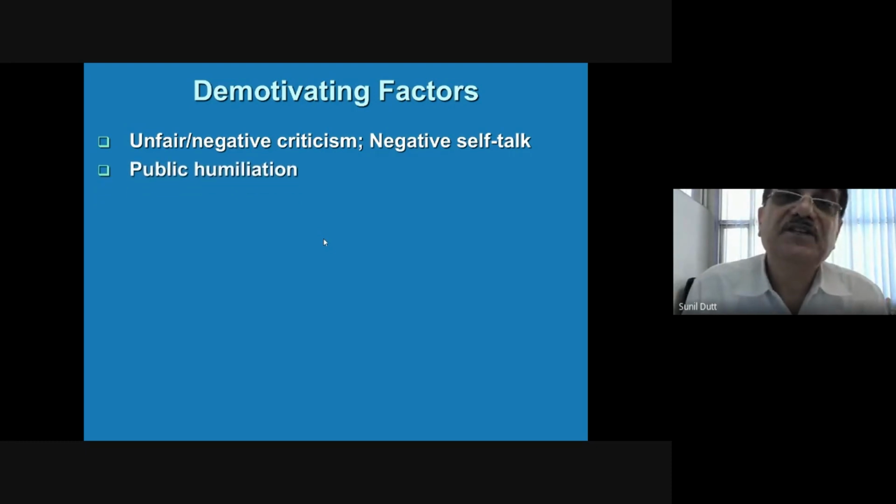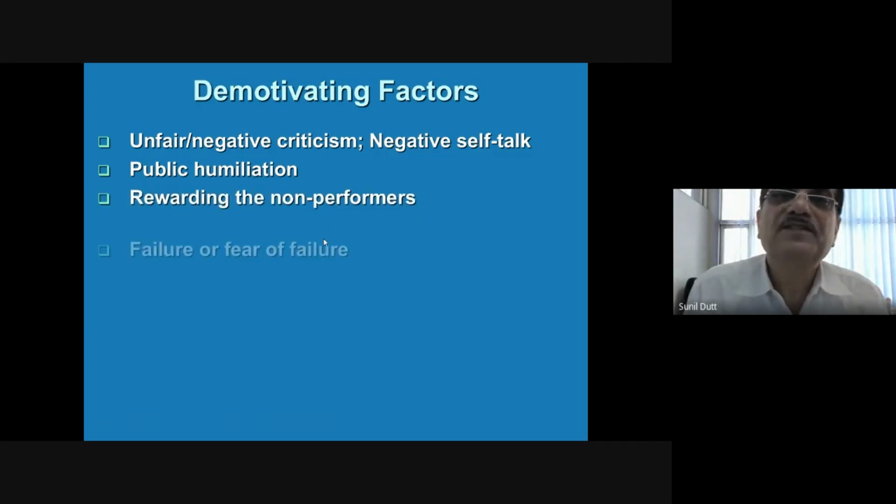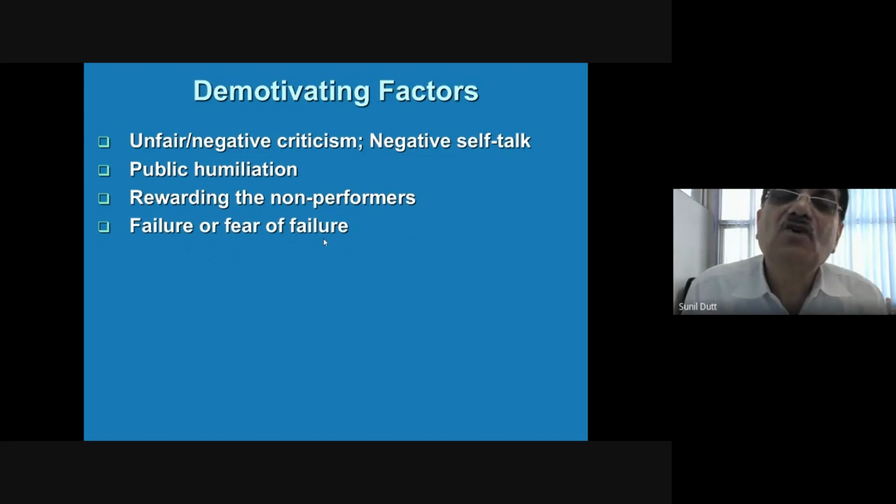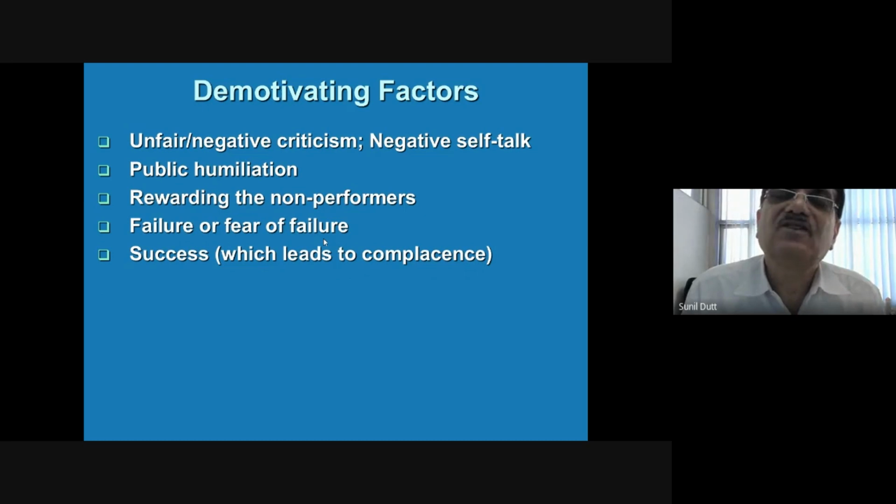Public humiliation, when the boss is humiliating one colleague in front of other colleagues, rewarding the non-performers, fear of failure. A person always gets used to success. He doesn't bother about doing any kind of planning, so that leads to complacence. So this is another, that is overconfidence, lack of direction.